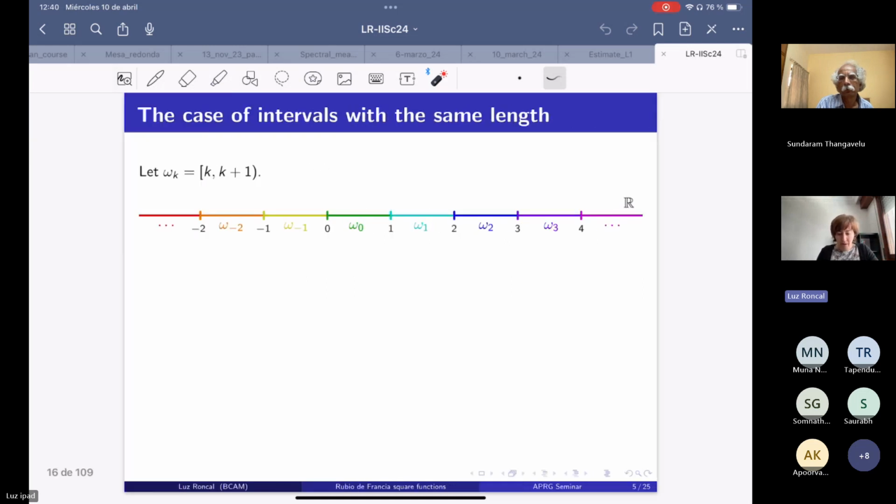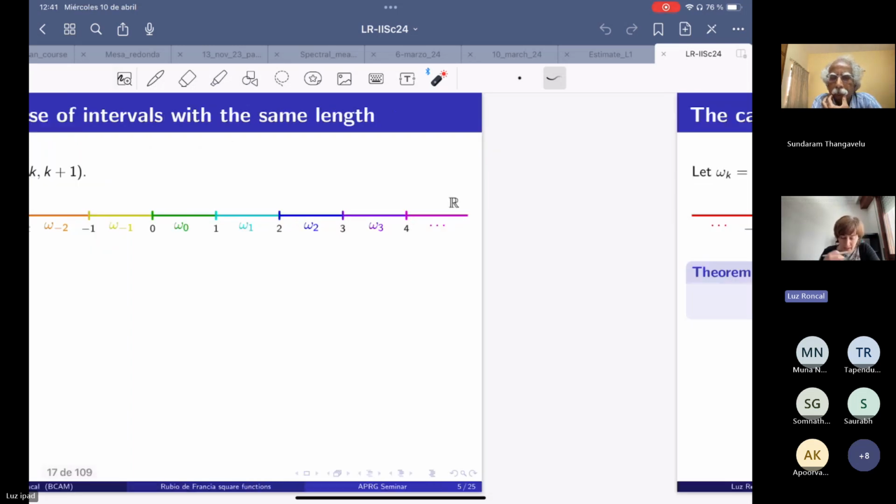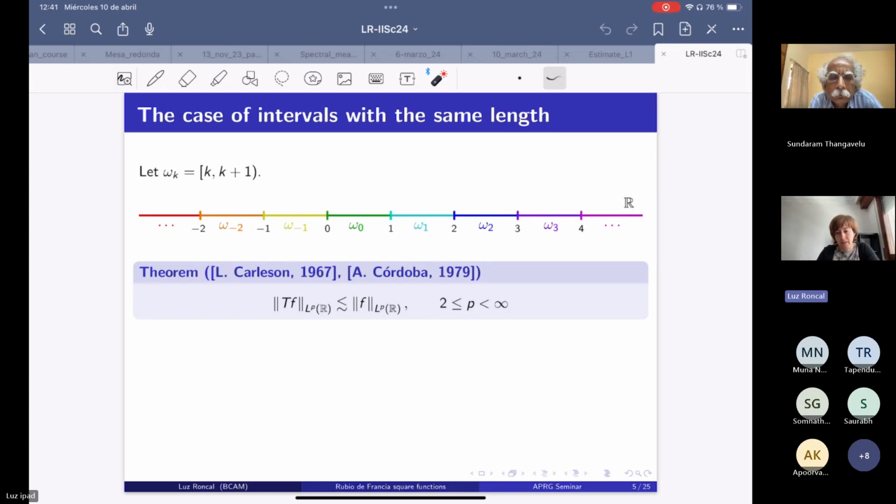But then one can think of what is going on if you consider other kinds of intervals beyond the dyadic intervals. For instance, if we consider intervals which are all of the same length, like the ones plotted here, I can do the corresponding definition of the square function. And for this operator, what is known is that we have L^p boundedness for a range of p greater or equal than 2 and less than infinity. This is a result by Carleson, later revisited by Antonio Córdoba. And actually, this is known to be sharp, in the sense that you can find functions for which you don't have boundedness for p less than 2.